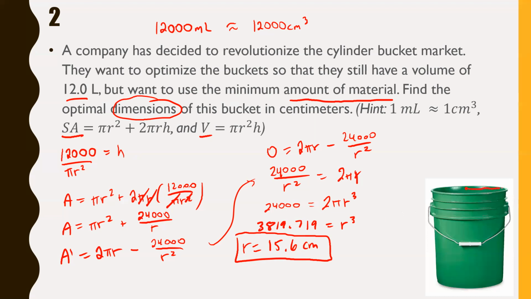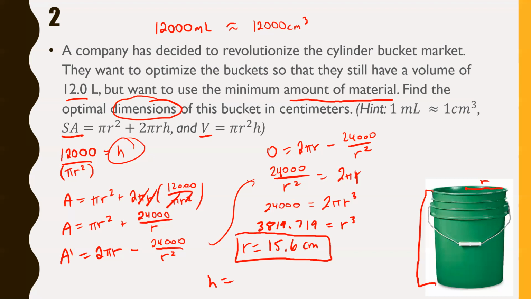So we know what this part of that bucket is right now, right? The radius. We also need to know how tall this bucket is, right? Good news is we had a formula for height right over there. So just plug in 15.6 into that formula. Spare you the trouble of writing it all out. So 12,000 divided by, be careful, make sure when you put this in your calculator, put pi r squared in brackets just so you catch the whole thing.